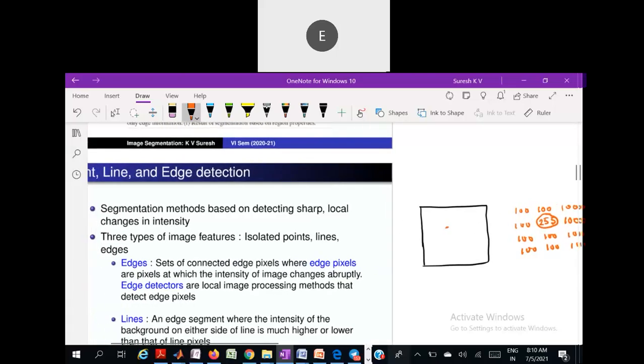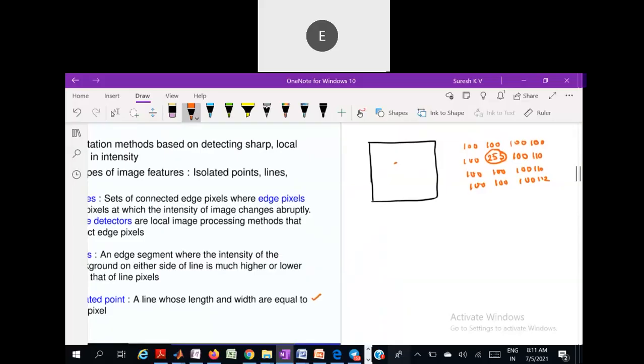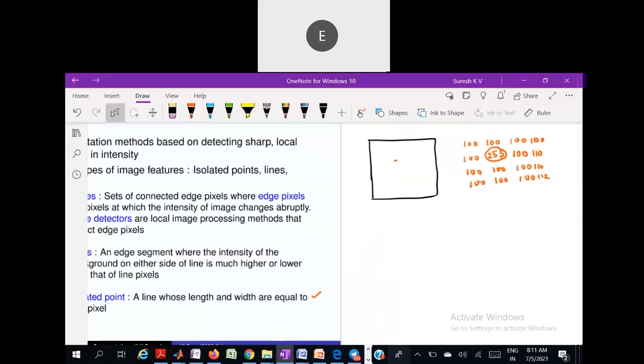Look at this last statement: a line whose length and width are equal to 1 pixel. So I think I should also explain what a line is. Let me take another example.